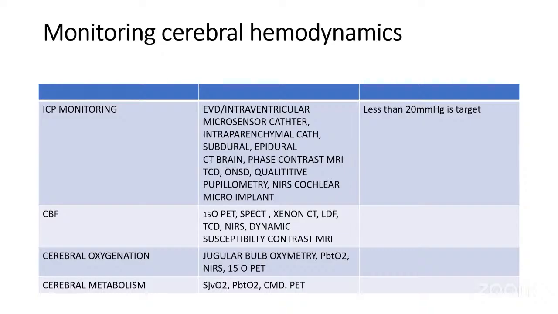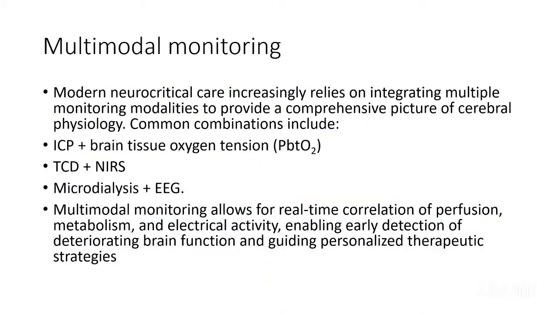We can use these things. And for cerebral metabolism, similarly, cerebral microdialysis, PET-CT, SjvO2 can be used. For cerebral hemodynamic monitoring, there is now a multimodal monitoring approach. Modern neurocritical care relies on integrating multiple monitoring modalities to provide a comprehensive picture of cerebral physiology. So commonly we use ICP, brain tissue oxygen tension, TCD, NIRS, microdialysis with EEG, and these things give a compact overall idea of brain function and guide the personalized therapeutic strategy.